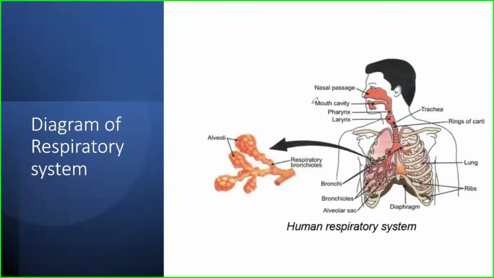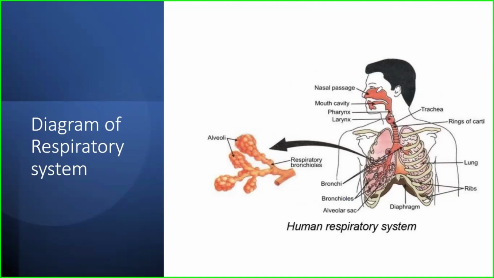This is a diagram of the human respiratory system. Air enters into the body through the nasal passage called the nostril or nasal cavity, and then passes to the pharynx, larynx, and trachea, a tube-like structure. The trachea is divided into two parts called bronchi, and each bronchus enters into a lung. In the lungs, the bronchi divide into further branches called bronchioles, and into balloon-like structures called alveoli.